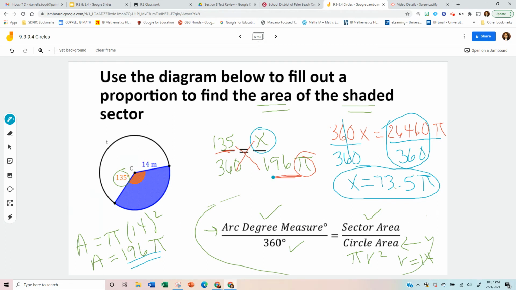Okay, so remember with proportions, you cross multiply, and now it's time to try a couple of these problems on your own.